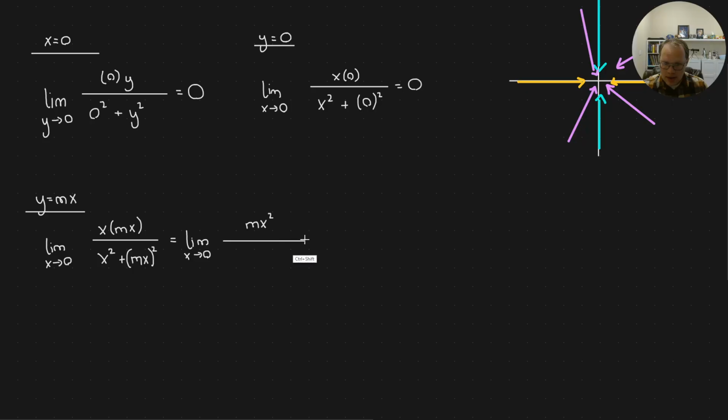So let's see if we could clean things up a little bit. In the numerator, I get mx squared. In the denominator, I have x squared plus m squared x squared. And I notice in the denominator, I could pull out the common x squared. So let's pull it out.